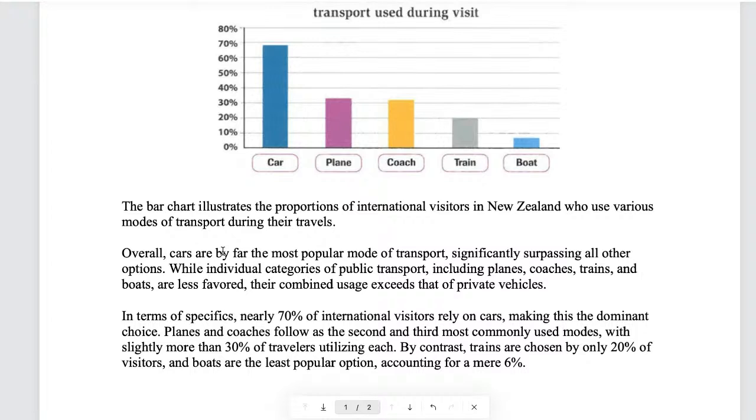M-O-D-E. Mode. Yes, modes. You don't know that word? M-O-D-E, and then you need to put S as well after that. Because there are many types, right? Various modes, that means various types, many types of transport.